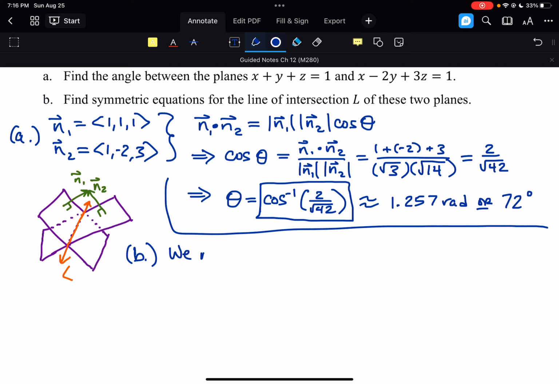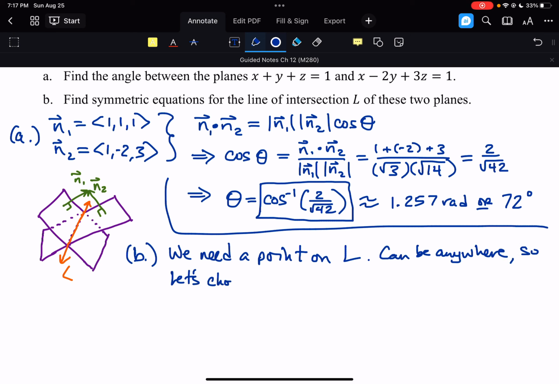So we need a point on L. It doesn't matter where the point is on L. There are infinitely many points on L. We can pick any of them. So let's just pick a value that makes it easier on us. So it can be anywhere. So let's choose when z equals 0. And again, this is for ease, so that we're making it easier on ourselves.